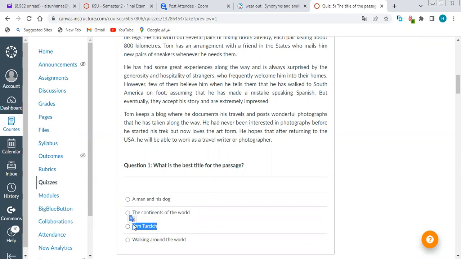The name of the person who undertook the adventure. It's not about Tom. It's about what? Walking around the world. And who walked? Who undertook the adventure? Tom Tursish. This is the answer. Okay, guys? And this was the last question for reading.